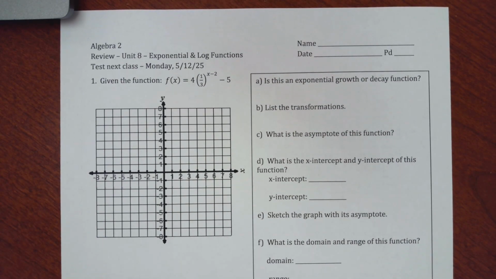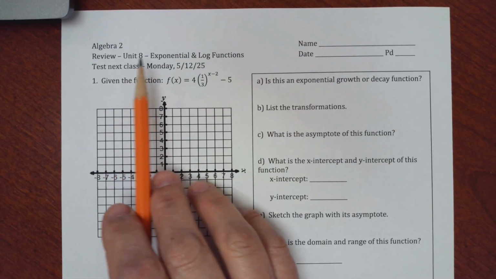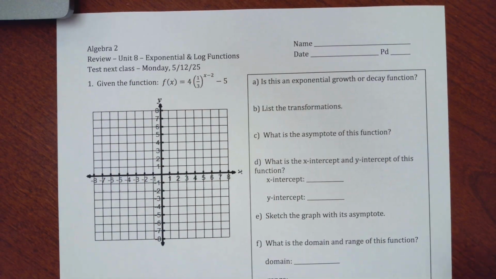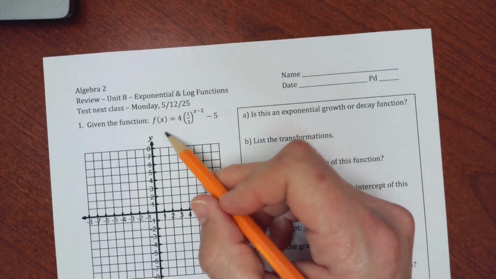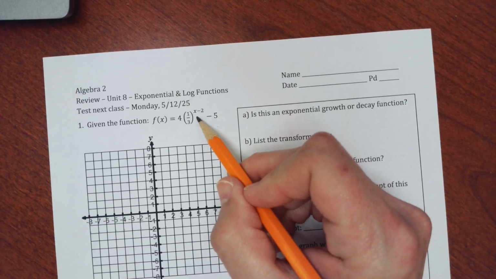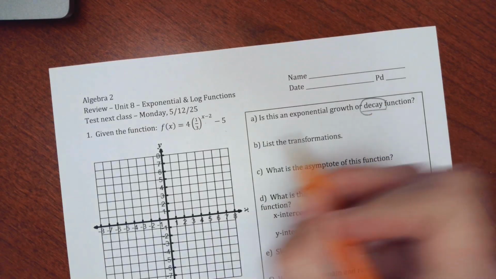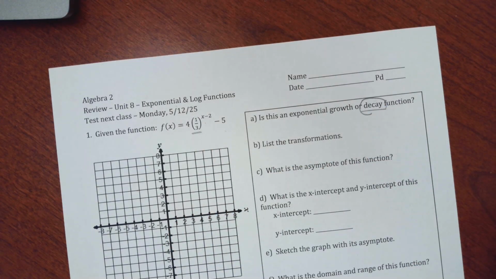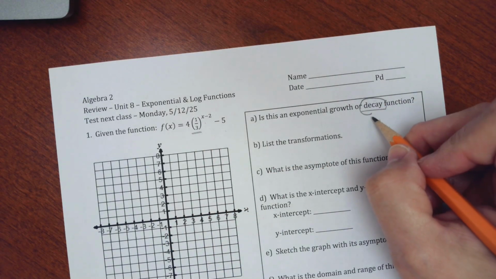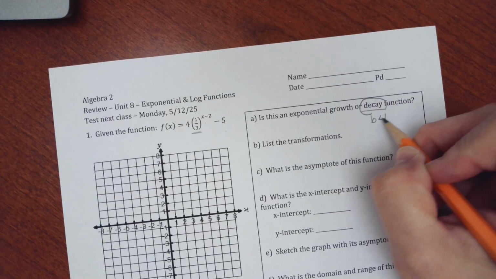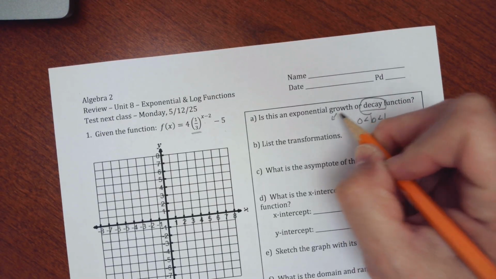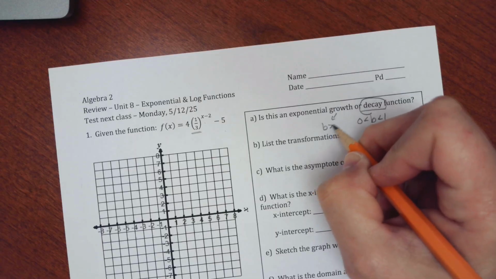Alright, so here's the review sheet for Unit 8 on exponentials and log functions. So this right here, we have an exponential function because x is in the exponent. This would be exponential decay, right? Because this number is less than 1. So you're going to have decay whenever that b value is less than 1 or greater than 0. Growth is going to be when that b value is greater than 1.